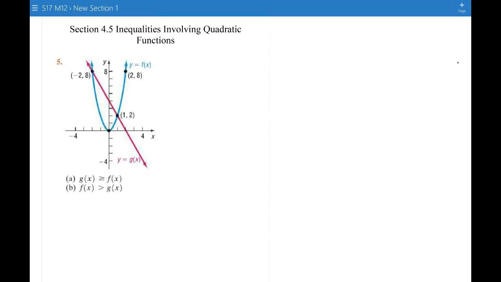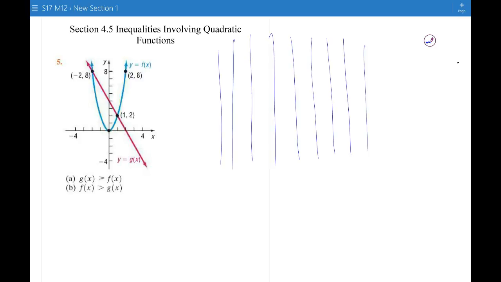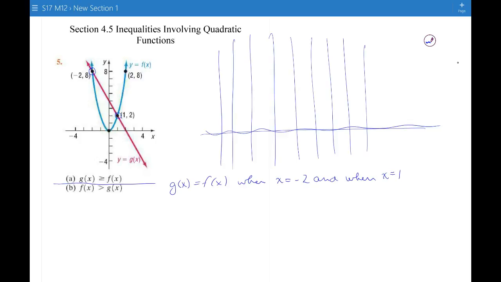Okay, so now we make it a little trickier, and we have graphs of two functions. So keep in mind that you're analyzing the graphs of the functions by looking this way. But then when you're being asked about values of x, now you're thinking horizontally. So the A part says, where is the g function bigger than the f function or equal to the f function? So here are the points where they're equal. So g of x equals f of x when x equals -2 and when x equals 1, right?